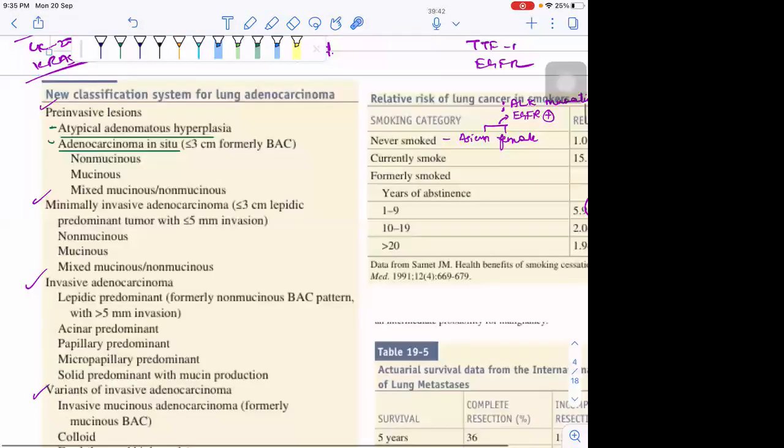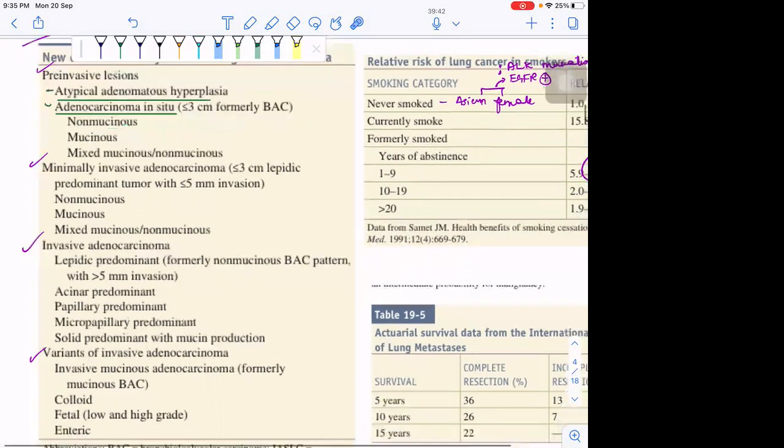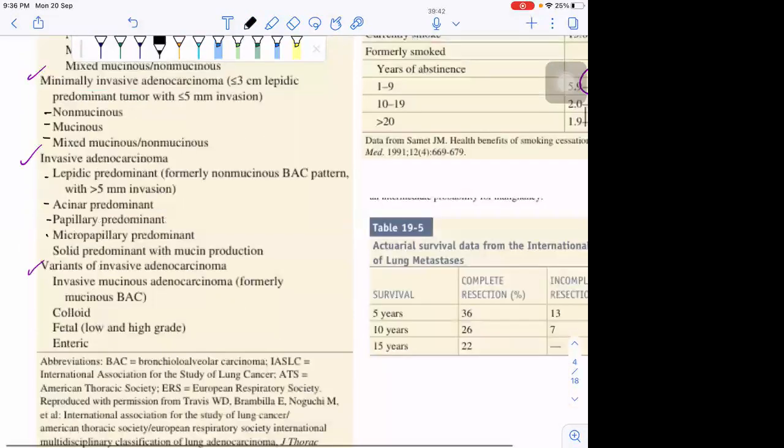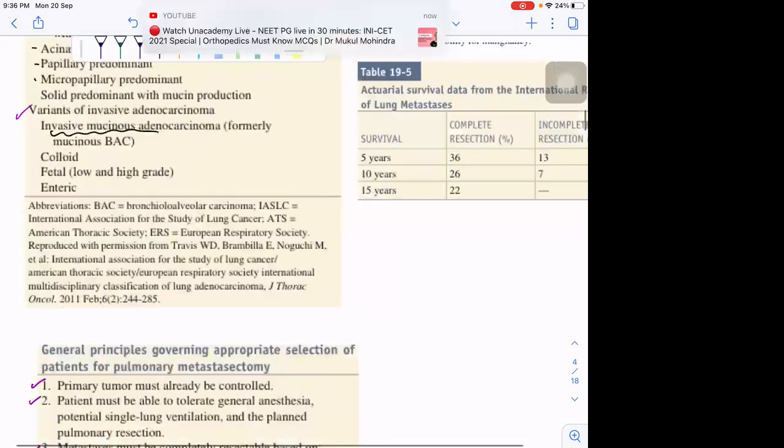Next we come to the lung carcinoma classification. The classification system for lung adenocarcinoma. The new classification is there: pre-invasive, minimally invasive, invasive adenocarcinoma, and variants of invasive adenocarcinoma. In the pre-invasive lesion, you have to know atypical adenomatous hyperplasia and adenocarcinoma in situ, AIS. In the minimally invasive adenocarcinoma, non-mucinous and mucinous are mixed. In invasive adenocarcinoma, it is lepidic predominant, acinar, papillary, micropapillary. And among the variants of invasive adenocarcinoma, invasive mucinous adenocarcinoma is coming. So just remember the term.